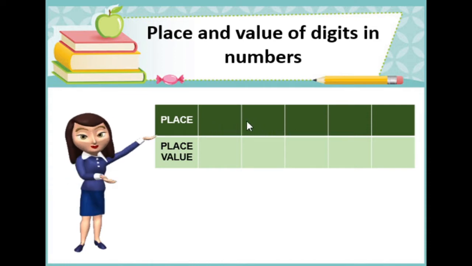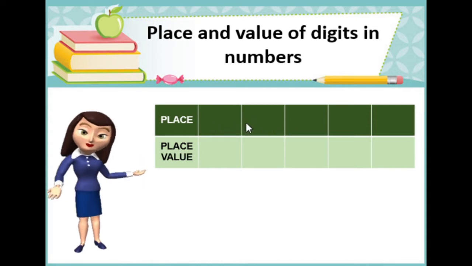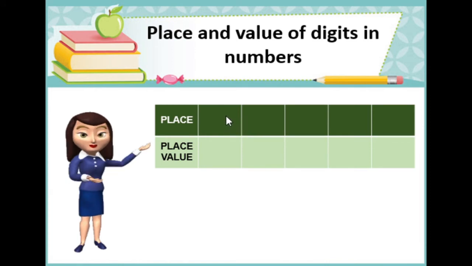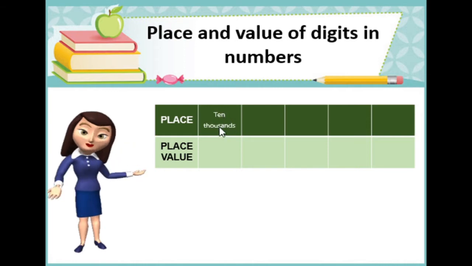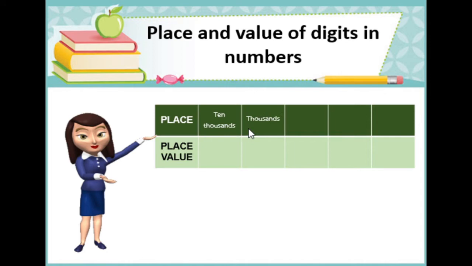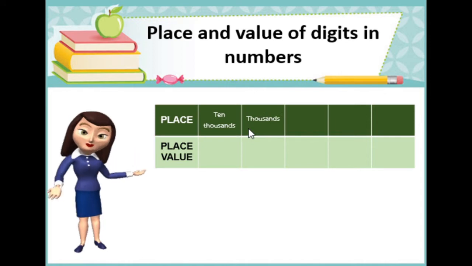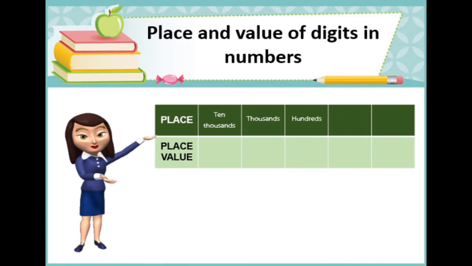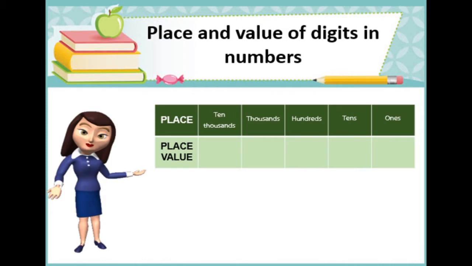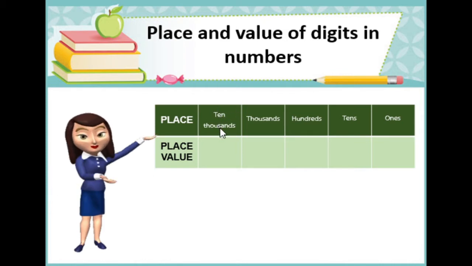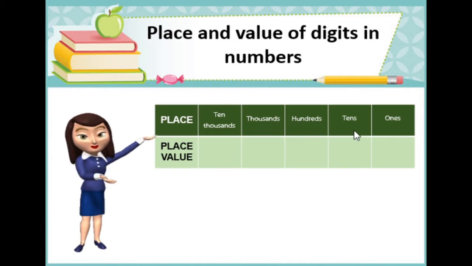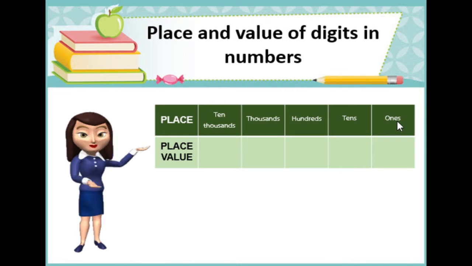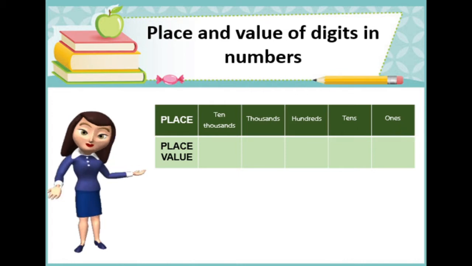For the place, we chose 5 digits only. So beginning from the left, we start with 10 thousands, thousands, hundreds, tens, ones. Again, 10 thousands, thousands, hundreds, tens, and ones. What are their different place values?